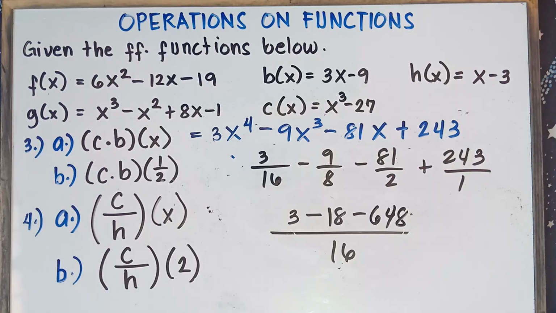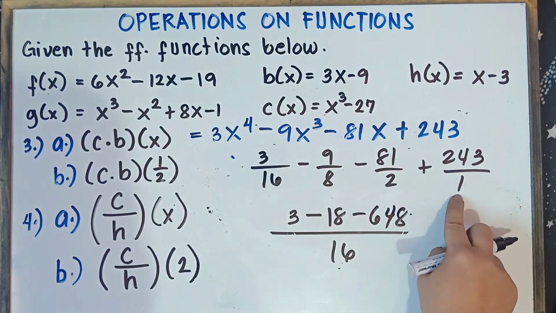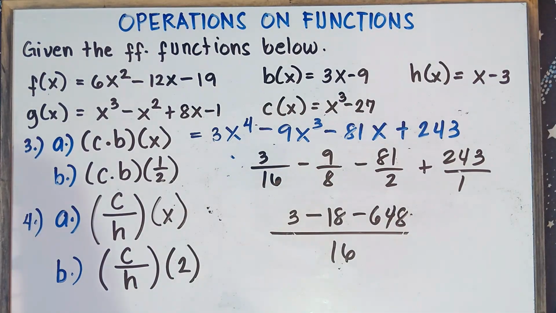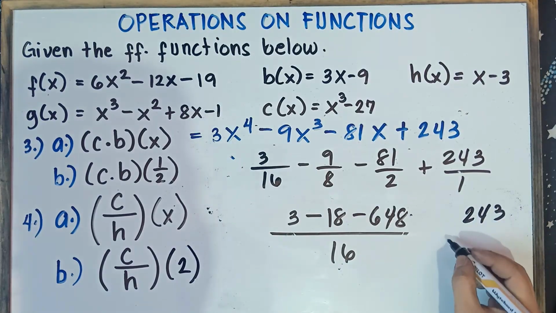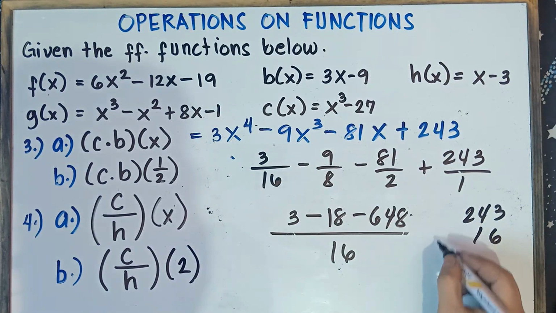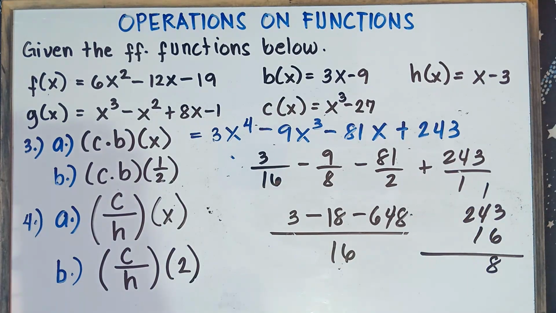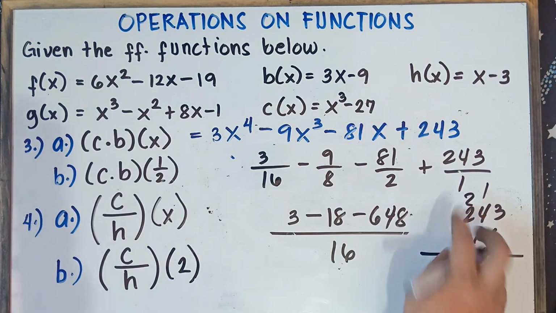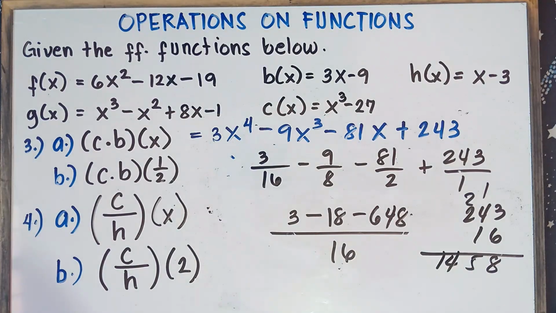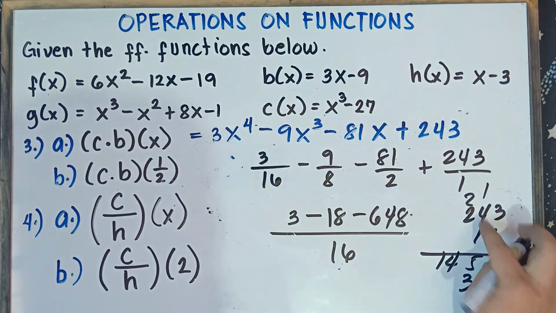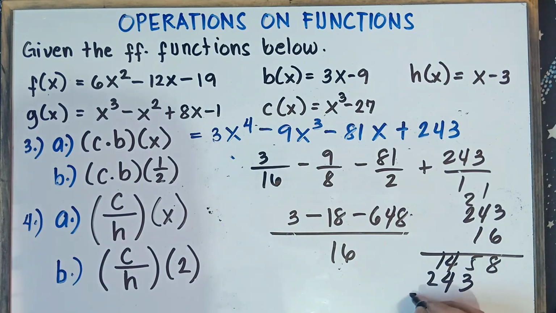Alright, and then last one, 16 divided by 1 is 16 times 243. So 243 times 16. So this will be a large number. 6 times 3 is 18, so 8 carry 1. 6 times 4 is 24 plus 1, that would be 25, 5 carry 2. 6 times 2 is 12 plus 2, that would be 14. Then 1 times 3 is 3, 1 times 4 is 4, 1 times 2 is 2. Simply add.